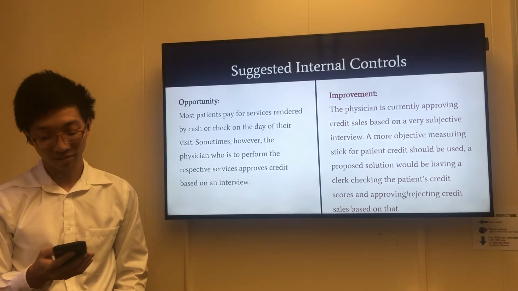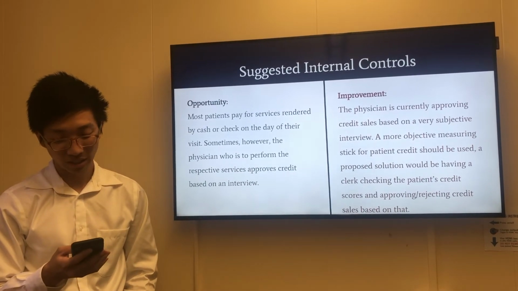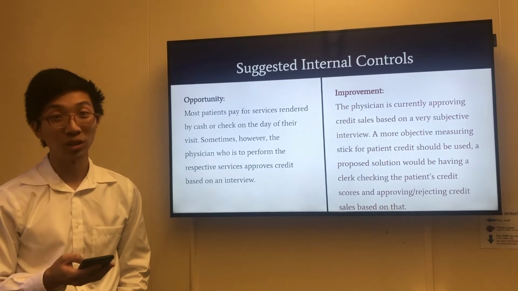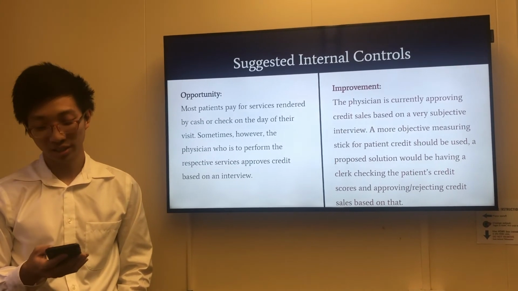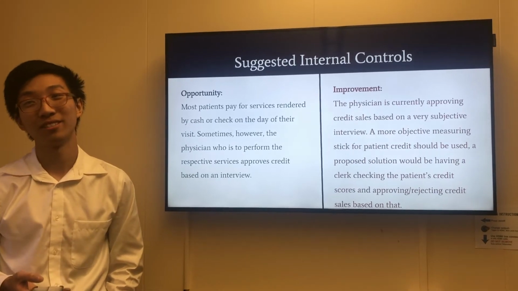This is more effective because during an interview, the physician can be biased towards the patient in different ways depending on their answers to specific questions. To eliminate the bias, by checking only the credit scores and pending credit sales, we can determine whether the patient is fit or not to pay by credit.